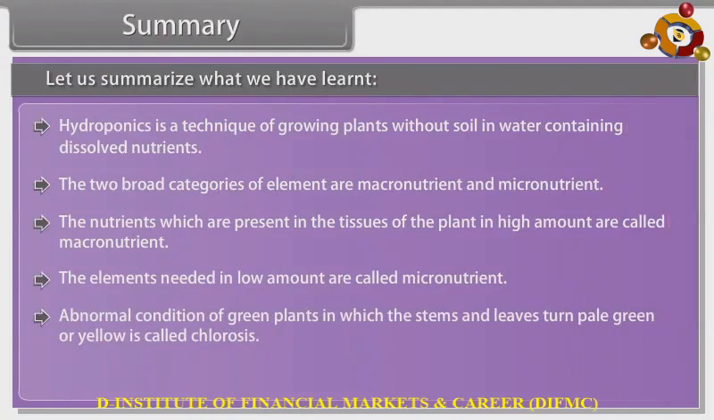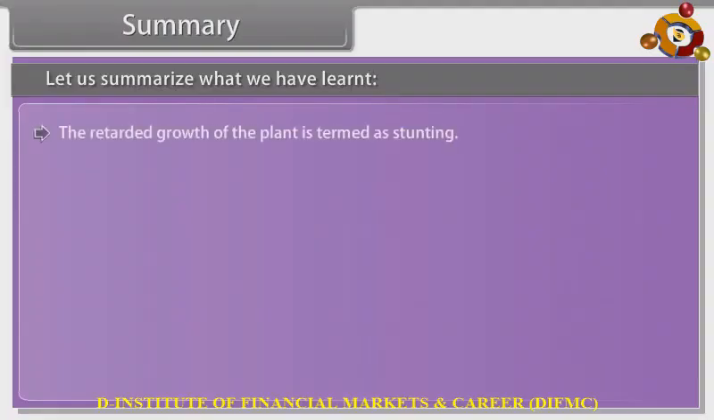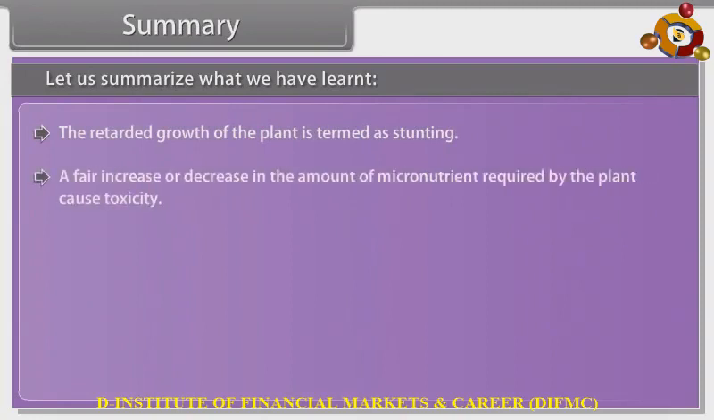Abnormal condition of green plants in which the stems and leaves turn pale, green or yellow is called chlorosis. The localized death of tissue of leaves is called necrosis. The retarded growth of the plant is termed as stunting. A fair increase or decrease in the amount of micronutrient required by the plant causes toxicity.